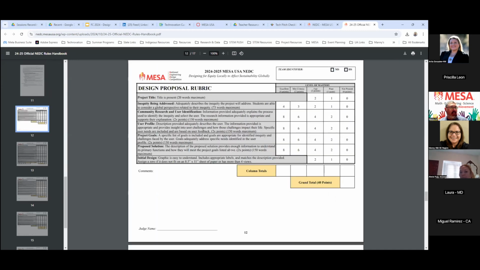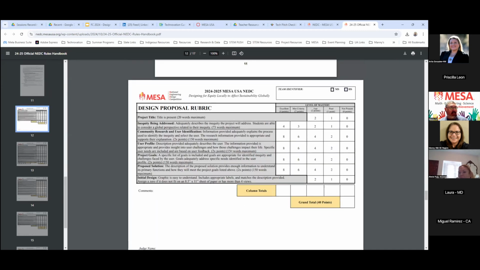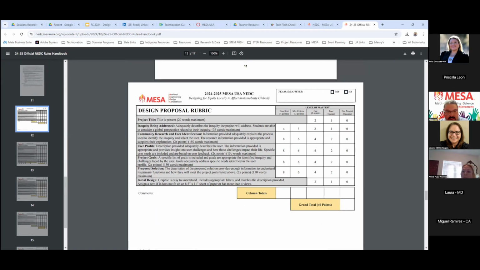So if I click on the handbook, you can see again, the design proposal is probably the smallest piece of the national competition points-wise. I think it's like 30-something points or 40-something points. And that's just because there's less that we're asking for.